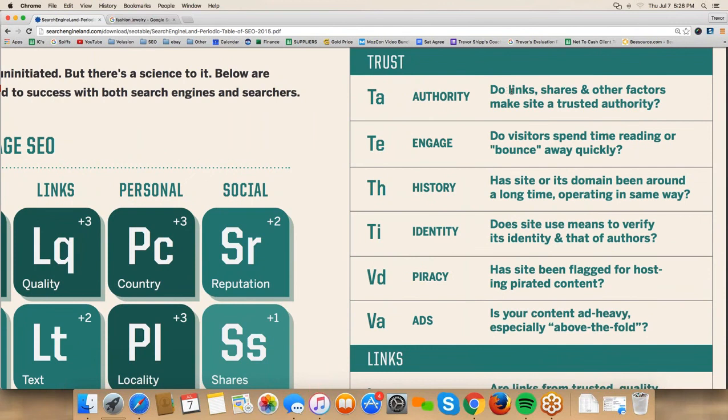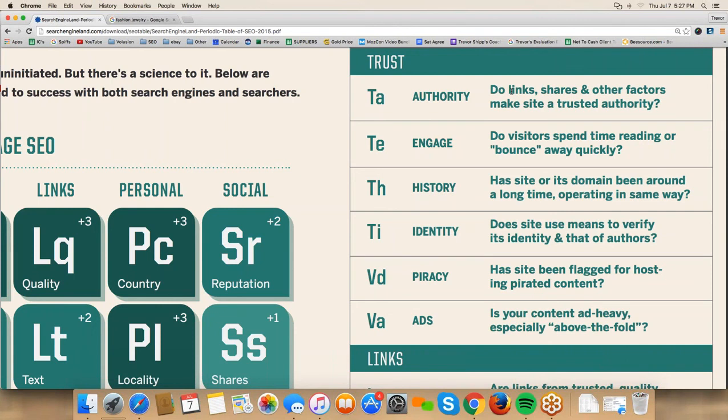Do links, shares, and other factors make a site a trusted authority? In other words, you have other sites out on the internet that actually link into your content because you're like a trusted resource, right? You're a jewelry store and you have this great jewelry blog that talks all about how to identify valuable jewelry. Authority is a big one.